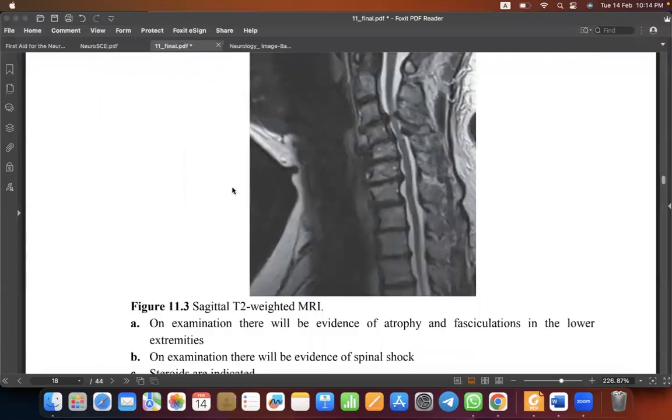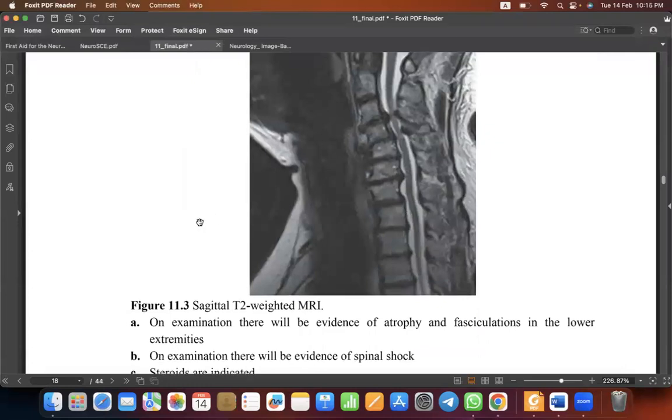So on examination, which one of the following is correct? First of all, there will be evidence of atrophy and fasciculation in the lower extremity. Absolutely wrong, because there is compression here. We'll get atrophy and fasciculation at this level, this level, might be okay, at this level to some extent, but in this condition we will not get any atrophy or fasciculation.